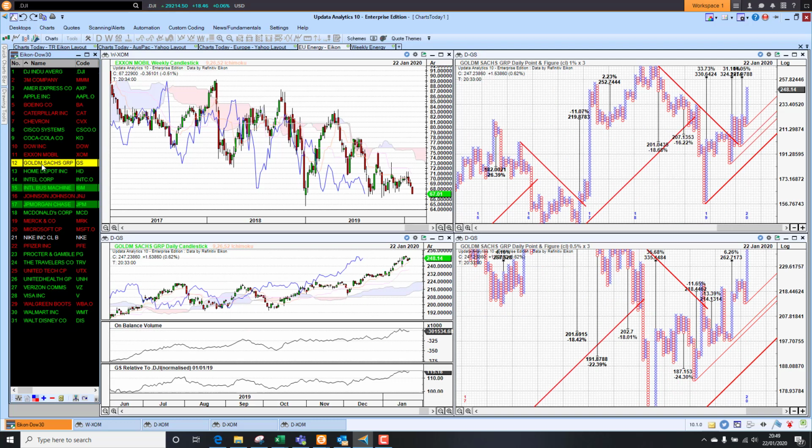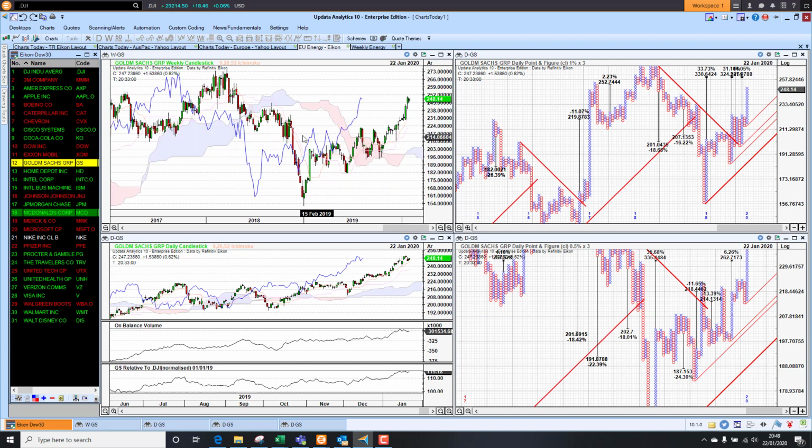Goldman Sachs, on the other hand, is recovering, looking very bullish, breaking out of a triangle pattern here. Multiple upside targets on the long-term chart and on the medium-term chart. Volume trend is good, and the relative is good. So Goldman's is in the top 10.